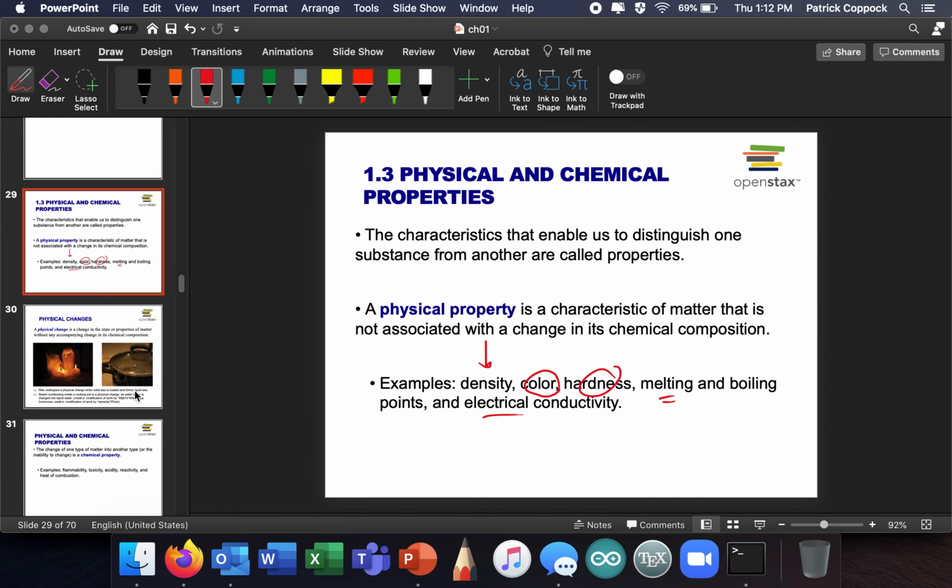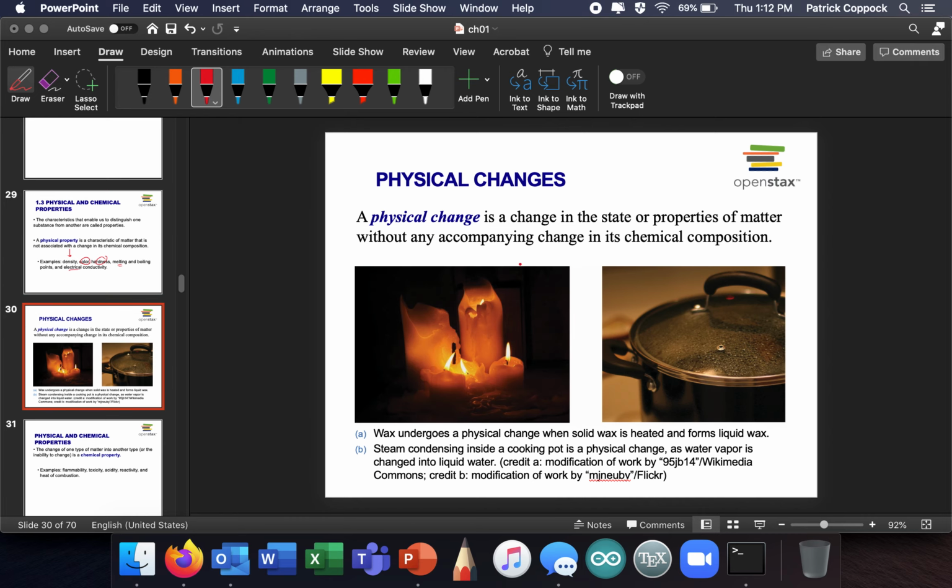So we'll practice this a great deal. Physical changes describe a change in a state or property that does not change its chemical composition. So wax undergoes a physical change when solid wax forms liquid wax, right? You have both a physical change and a chemical change going on here, because the chemical change is where it's burning, right? But the melting is physical. A physical change is when a solid goes to a liquid, okay?